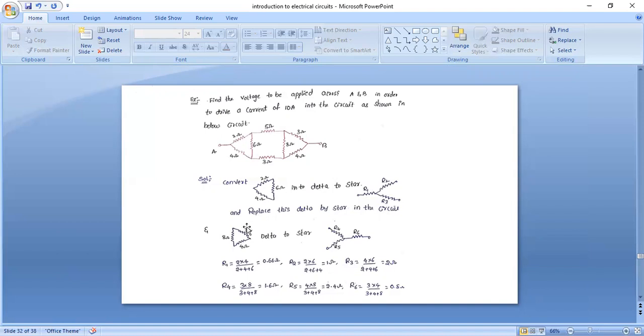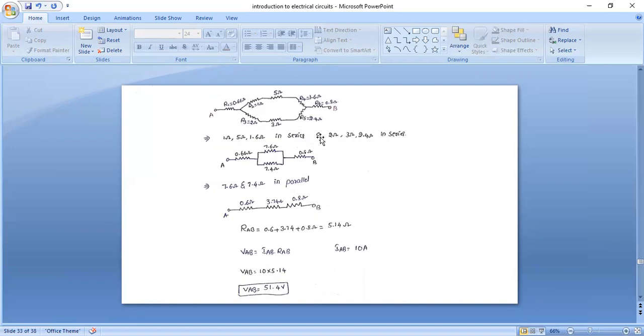See, R4 is between the 3 ohm and this 8 ohm. So R4 is equal to 3 into 8 by 3 plus 4 plus 8. Next, R5 is equal to 4 into 8 by 3 plus 4 plus 8. And R6 is equal to 3 into 4 by 3 plus 4 plus 8. So after converting the delta into star, the circuit becomes like this.